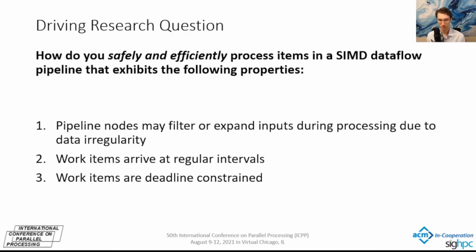The driving research question for this work is, how do you safely and efficiently process items in a SIMD data flow pipeline that exhibits the following properties? 1. Pipeline nodes may filter or expand input during processing due to data irregularity. 2. Work items arrive at regular intervals. And 3. Work items are deadline constrained.